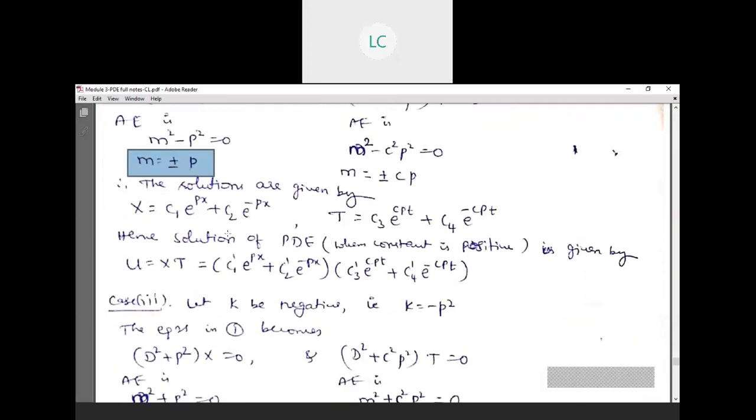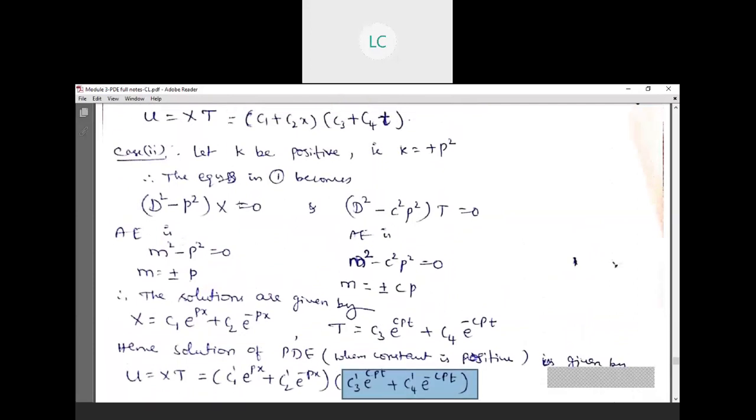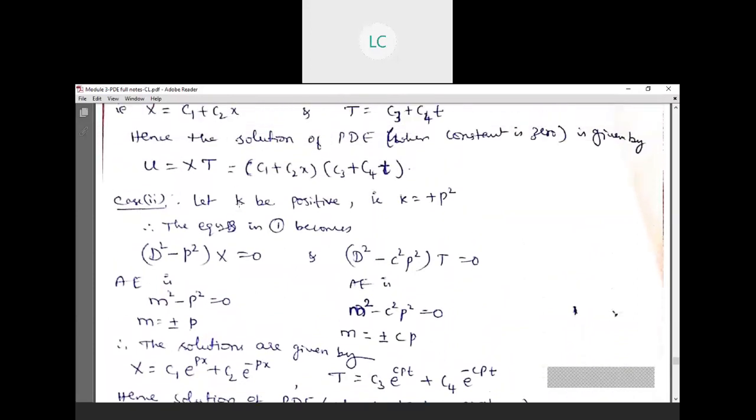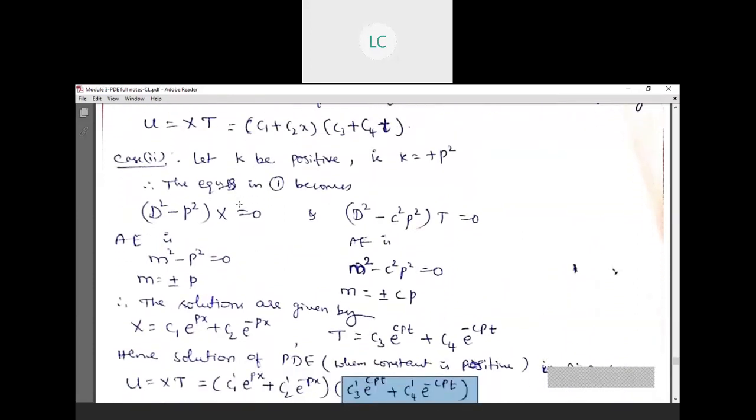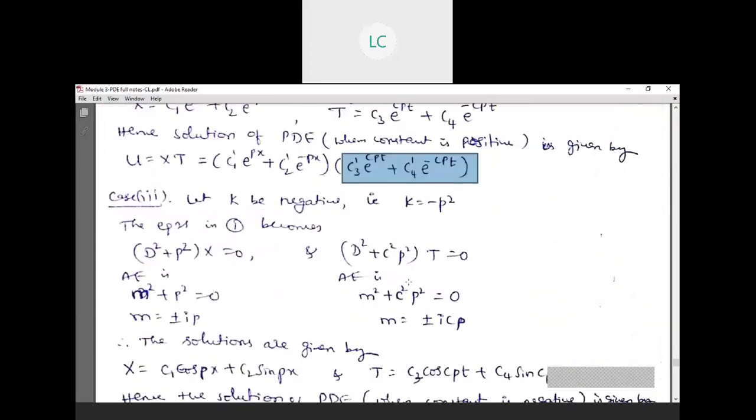We have both x and t. Therefore, u is equal to X into T. So this is X, this is T. Here I consider c1 dash, c2 dash, c3 dash, c4 dash, because we already wrote c1, c2, c3, c4 in the previous solution, for k equal to 0. That's why in k equal to p square I wrote c1 dash, c2 dash, c3 dash, c4 dash. That's it. All are constants.